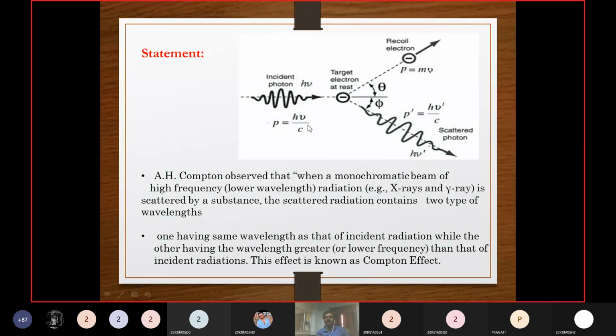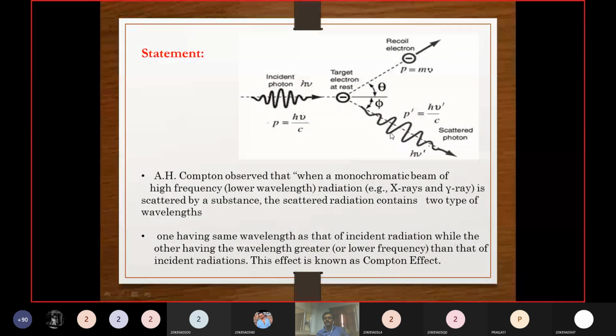Previously, in the case of the photoelectric effect, the whole photon is absorbed by the metal plate. Here, only some of the photon's energy is absorbed, so the wavelength is increasing after collision, which means the frequency is decreasing. That means the photon loses its energy. The initial energy is h nu, and the final energy is h nu dash. So after collision, some energy is lost.